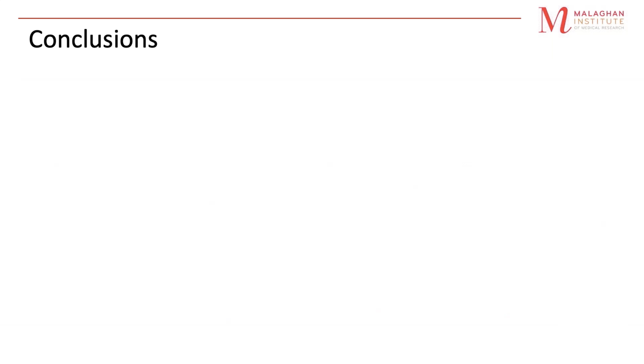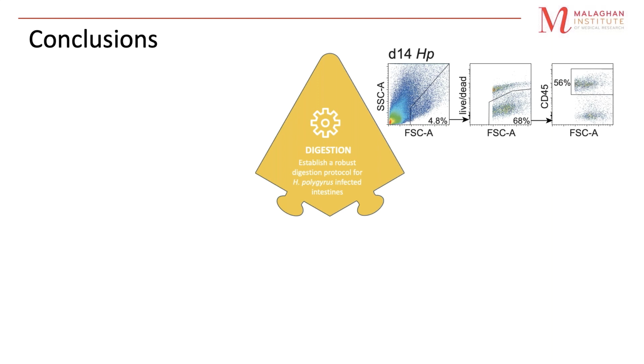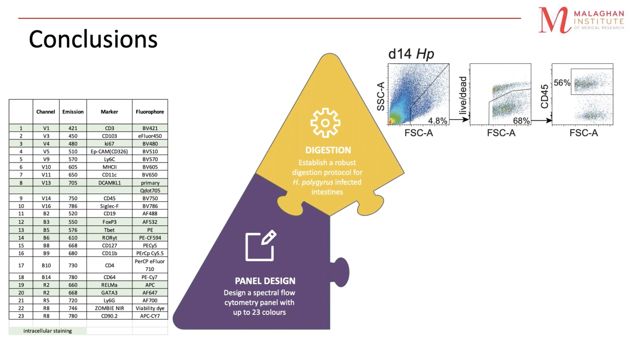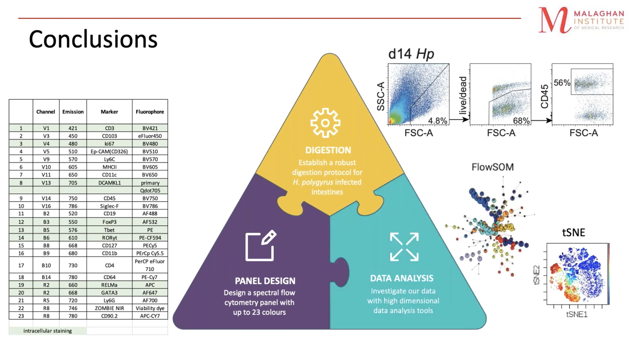To conclude, after 14 iterations, we were able to optimize a protocol to obtain single cells from helminth-infected intestine. And we believe that this won't only be useful for helminth-infected guts, it will also be useful to understand more about other gut impairment conditions. Also, we were able to design a 23-color spectral flow cytometry panel that will allow us to identify different innate and adaptive immune cells. And lastly, our data could be successfully analyzed with high-dimensional data algorithms.